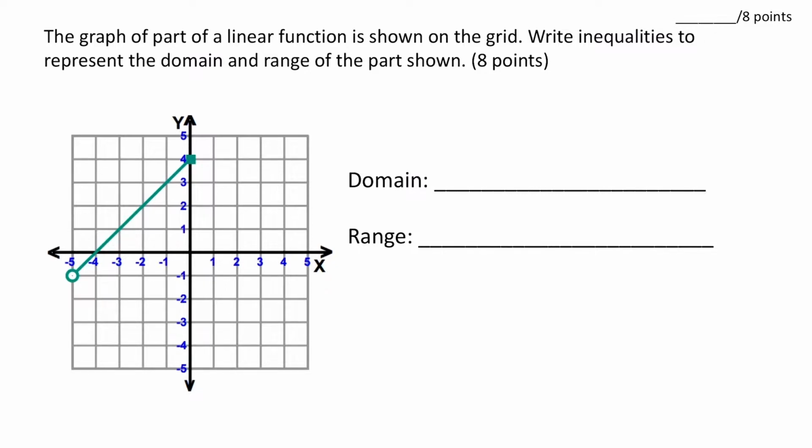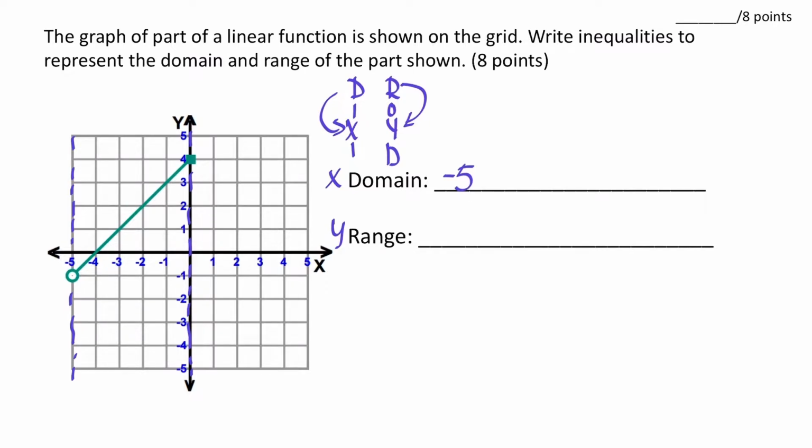So in this question, it says that the graph of part of a linear function is shown on the grid. Write inequalities to represent the domain and range of the parts shown. Remember that domain and range, we can use this mnemonic to remember what they stand for: domain is the x values, range is the y values. So domain is x, range is y. When we're looking at a graph, we draw in our boundary lines to figure out the values of the domain and range. Domain goes left to right. So the leftmost boundary of my graph is here, and my rightmost boundary is here. The leftmost value in my domain is at -5.